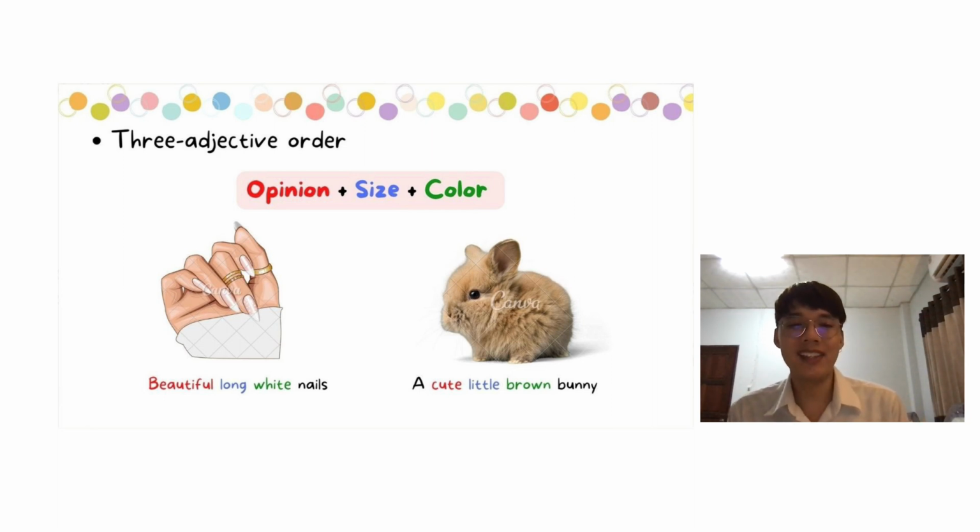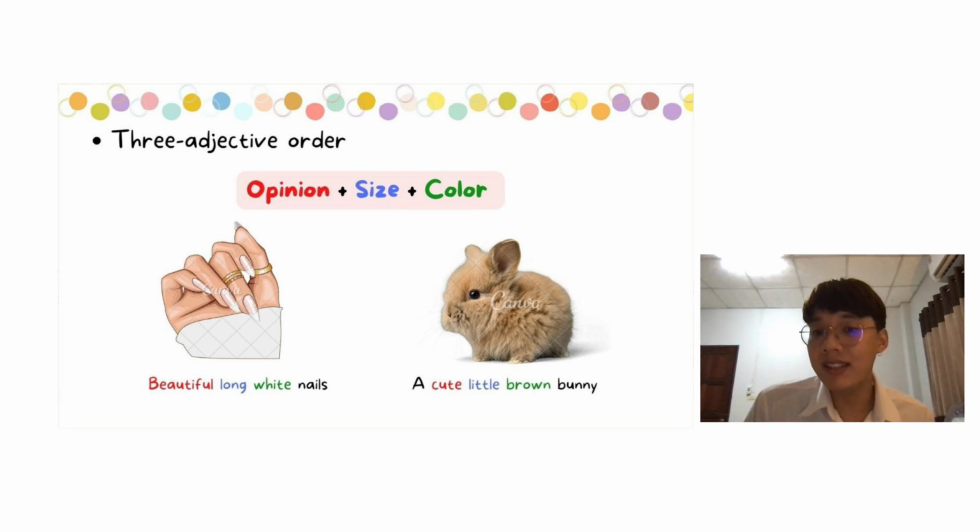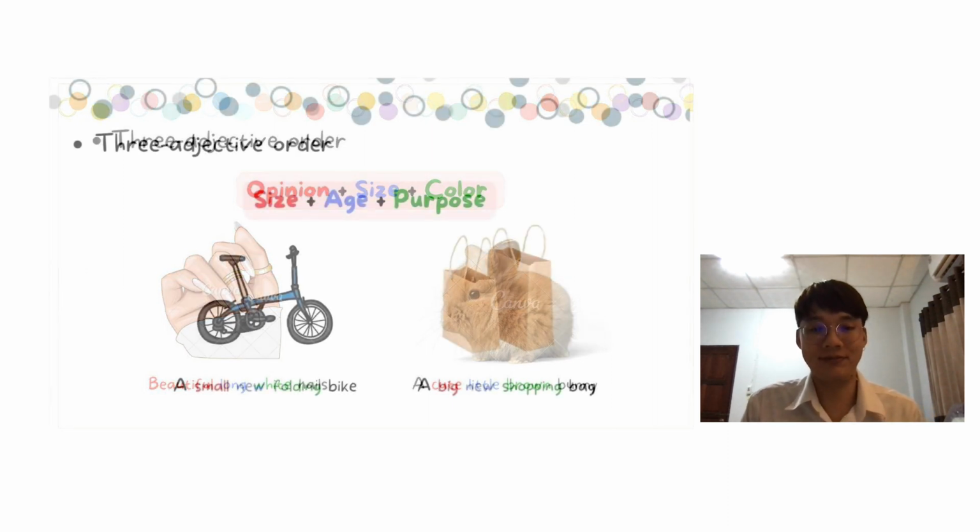It's okay, guys. If you can remember, the opinion always comes before the other types of adjectives. In this case, size and color. Moreover, the size always comes before the colors. So, the example phrases from the pictures will be beautiful long white nails and a cute little brown bunny. Do you have any question about this group? Well, let's move on to the last group.